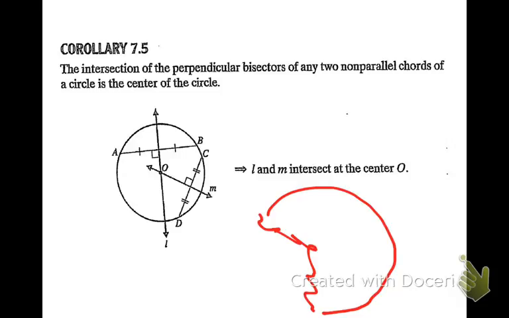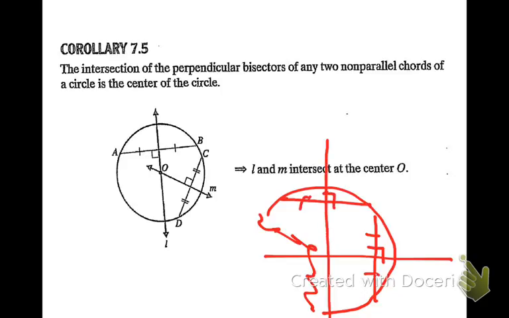I would just draw two chords on it. Construct the perpendicular bisectors. And they would meet at the center, because we know the perpendicular bisector of a chord goes through the center. We just defined that. So we could find the center doing that. Questions? Okay.